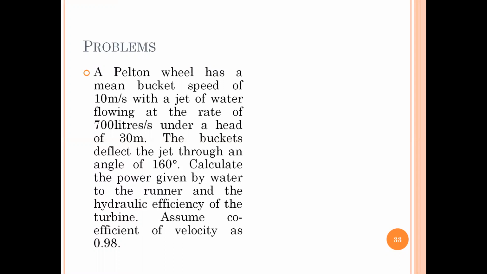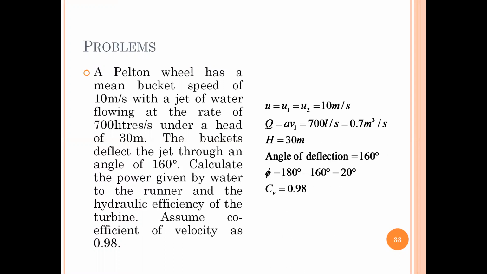So first of all, I'll just write down whatever values are given to us. So we have the bucket speed. In your Pelton wheel, U1 is equal to U2 is equal to U, that is equal to 10 meter per second. They have given the discharge. Your discharge is nothing but the area of the jet into the velocity V1. So that is equal to 700 liters per second. Since I'm converting everything into SI units, I'm converting into meter cube per second. So it becomes 0.7 meter cube per second.